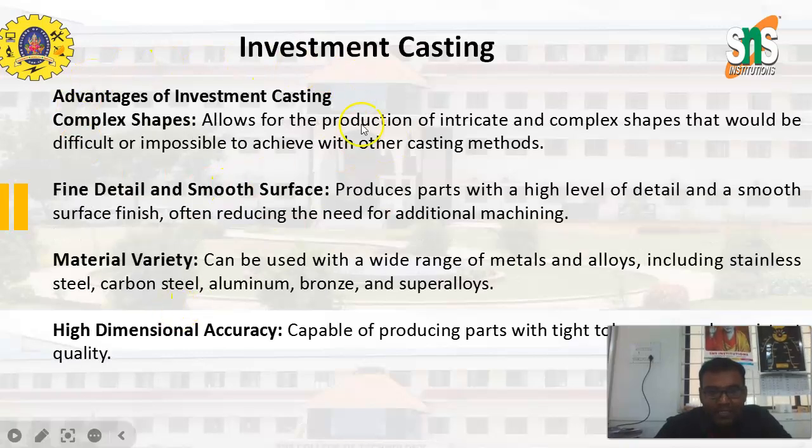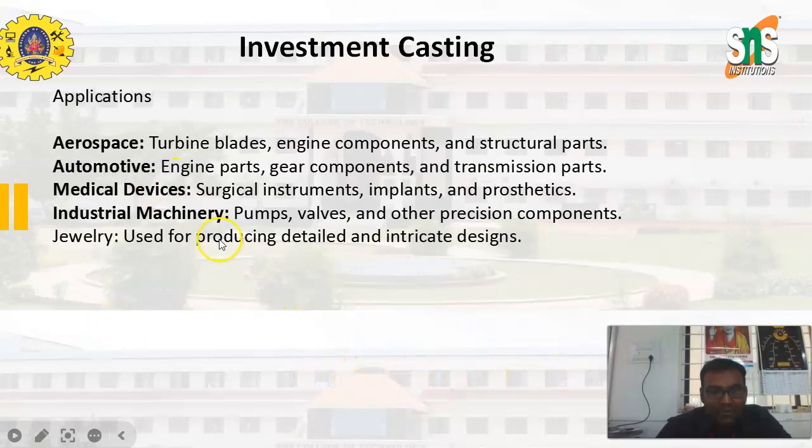Some of the advantages of investment casting are: complex shapes can be produced. It allows the production of intricate and complex shapes that would be difficult or impossible to achieve with other casting methods. Next, fine, detailed and smooth surfaces can be attained. Different types of materials can be cast, some of them being stainless steel, carbon steel, aluminum, bronze, superalloys, etc. And higher dimensional accuracy can also be attained with tight tolerance.